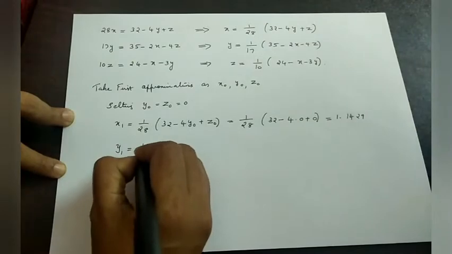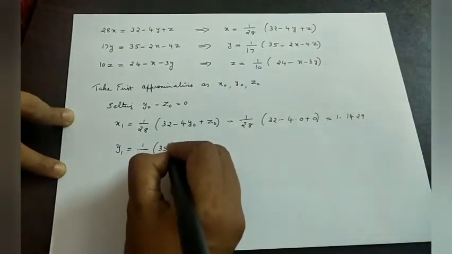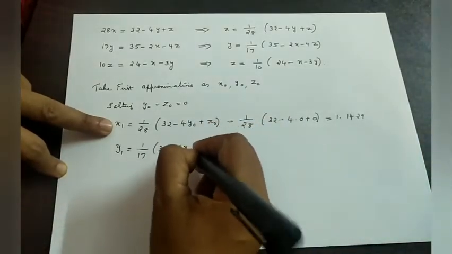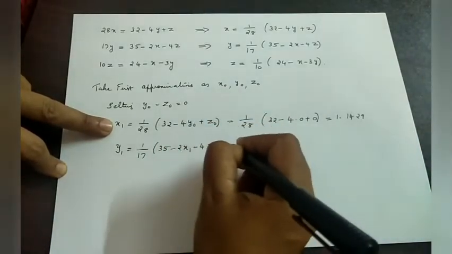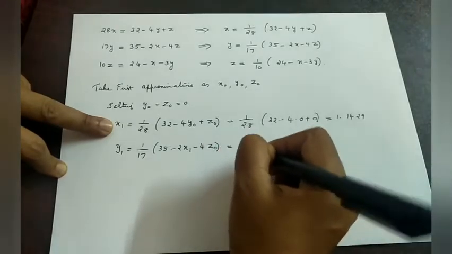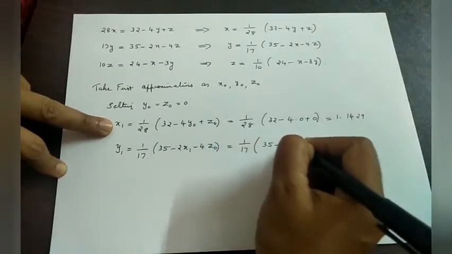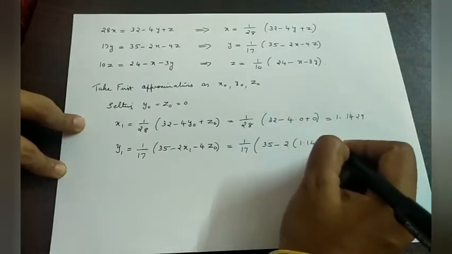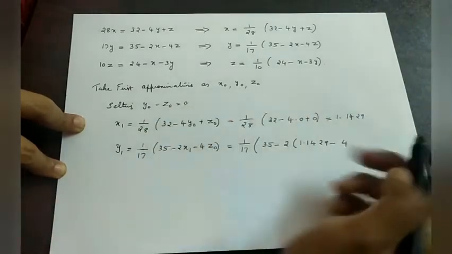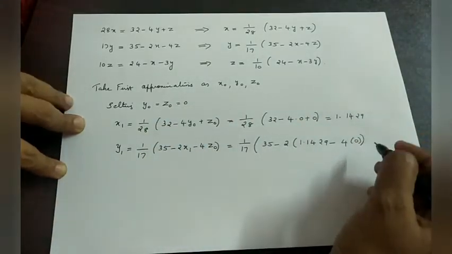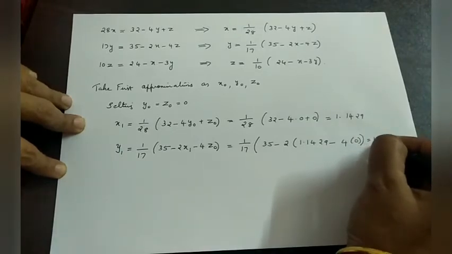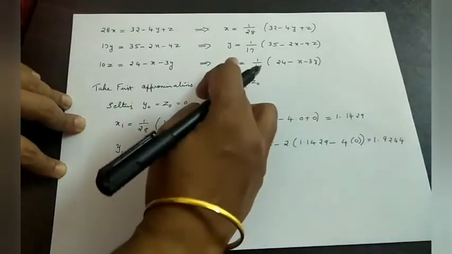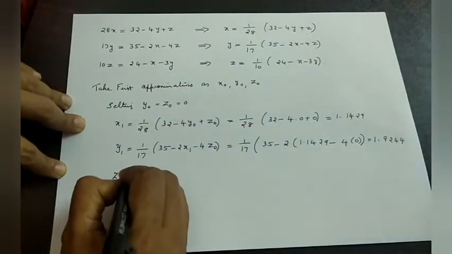y1 is 1 by 17 into 35 minus 2 into x1, which we already found, minus 4 z naught. It is equal to 1 by 17 into 35 minus 2 into, in the place of x1 we can write 1.1429, minus 4 into z naught, which is 0. After calculation we will get the value of y1 as 1.9244. Now we will move to z1.